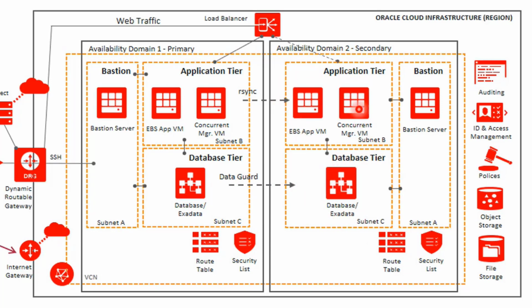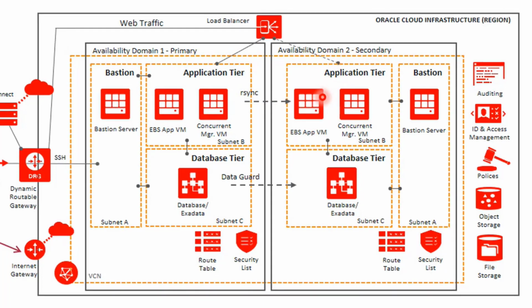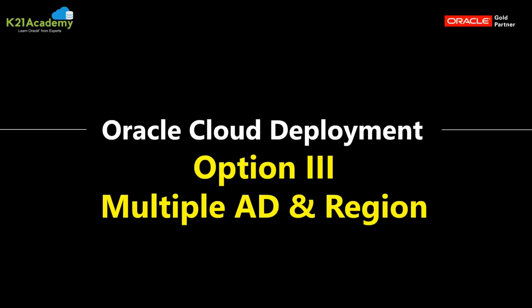For application tier, you can configure the DR by using rsync to sync the data from your primary application node to your standby application node in a different availability domain. That's option 2. Now you have the third option, which is multiple availability domain and multiple region.